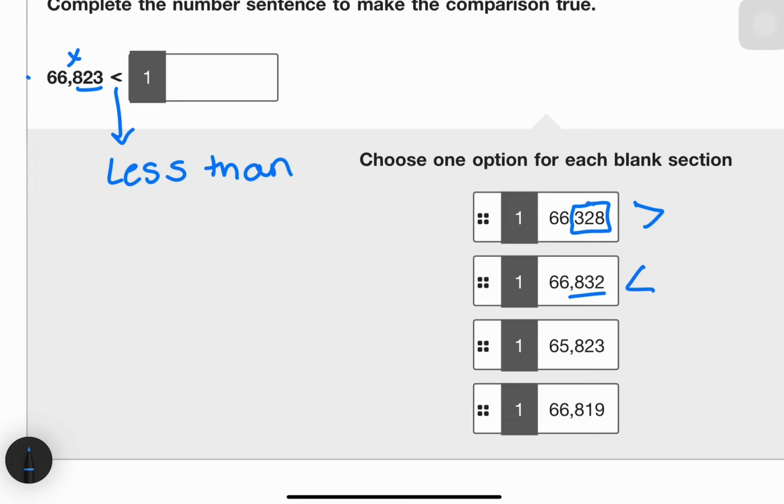All right, the number 65,823, of course, would make the number at the top greater than. That won't be wrong. And then this one says 66,819. You're looking at the ones, the tens, and the hundreds place. Again, that makes the number at the top look too big. You need a number at the top that can make it less. And in this case, this one will be correct. 66,832. Okay.